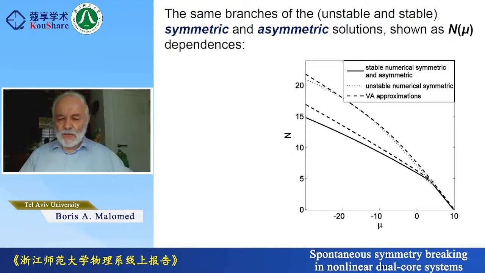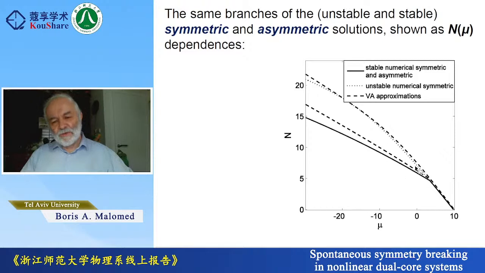So first of all, this top dashed curve shows the prediction of the variational approximation for this unstable symmetric solution beyond the symmetry breaking point. So we see that here the prediction is quite accurate, although it's not very interesting simply because it predicts accurately, but it predicts the unstable solution.